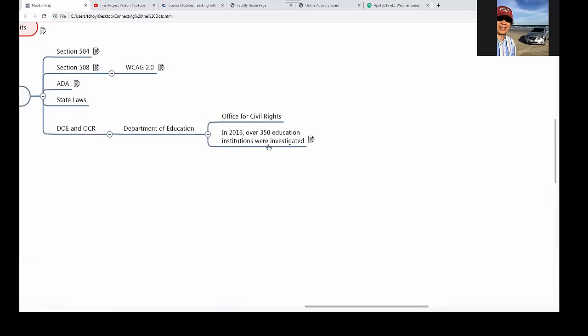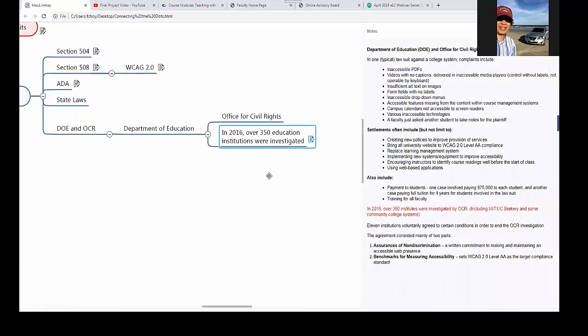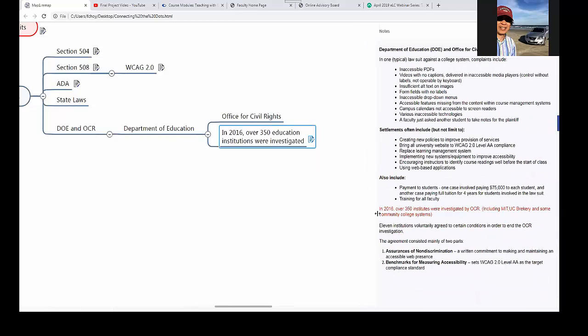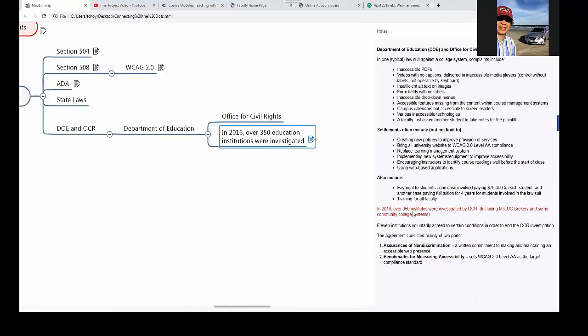Let me just give you some numbers. I was joking when I talked to some people, oh, are you going to scare us by numbers? Some deans I talked to jokingly said that, but I am serious, because they all have their own story to share. So let me just show you now. First of all, in 2016 alone, over 350 institutions were investigated by the OCR. That included MIT, UC Berkeley, and some community college systems.